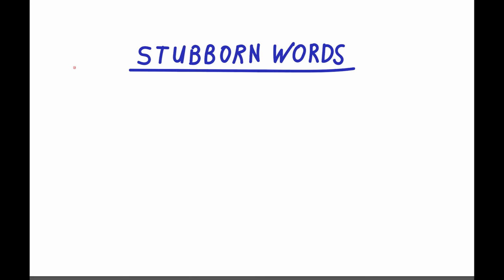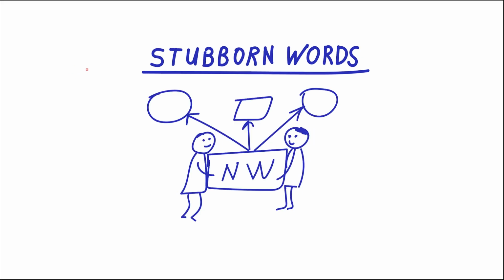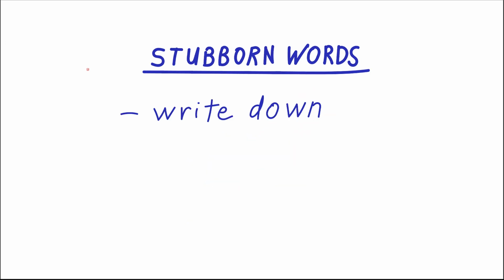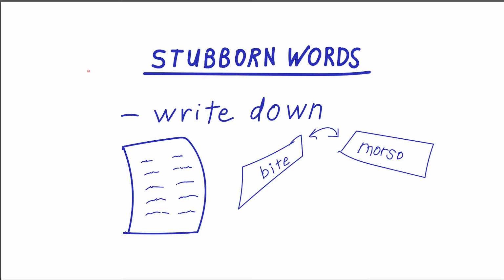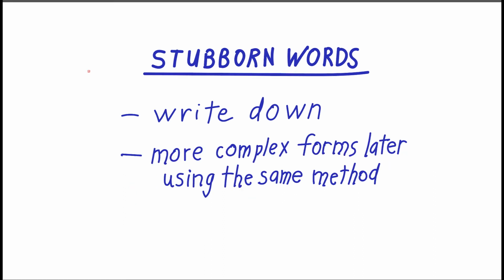For stubborn words, one can take the new word with your foreign language friend and imagine more uses for that word. Write down the words. Make lists of words or make your own flashcards. Keep them simple. Use verb infinitives and simplify endings as a first approximation. More complex forms of verbs and phrases can be done later using the same method.